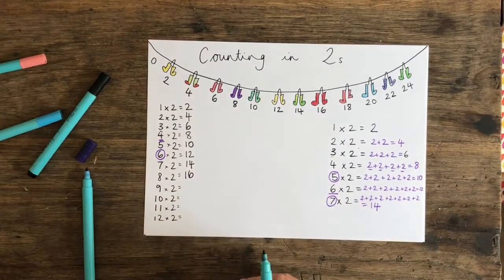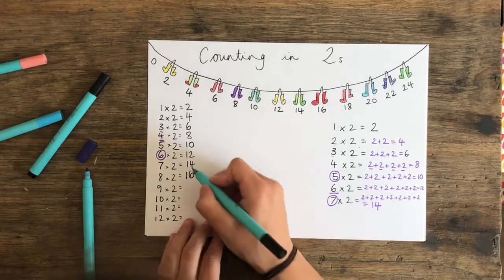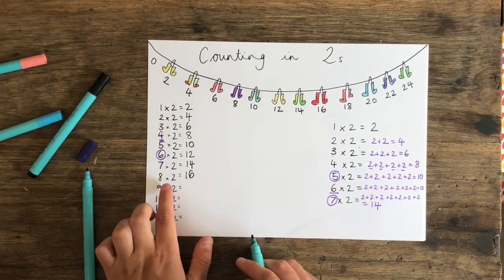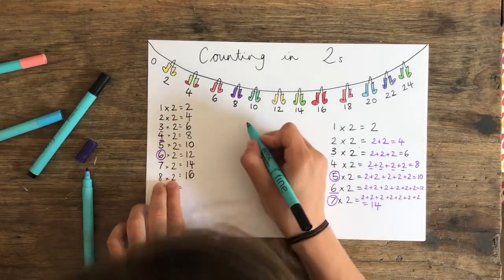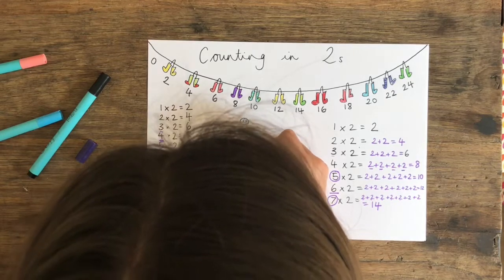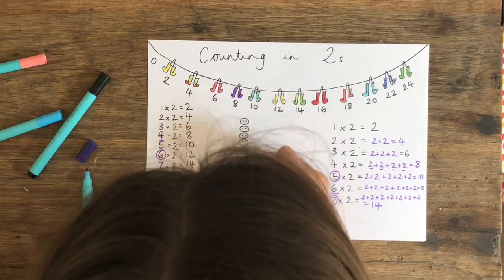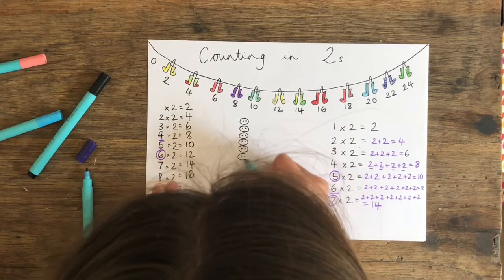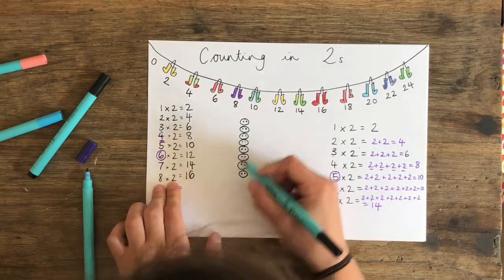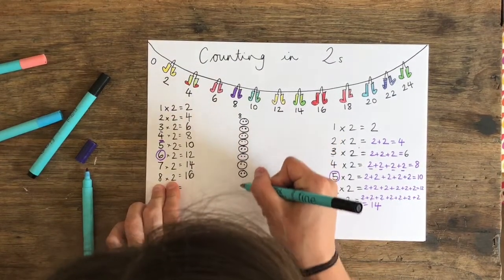Now then, rather than do the repeated addition for this one, this time I'm going to draw dots to help me because sometimes this can help. I start off by drawing 8 lots of 2. So I've got 2 dots here, another 2 dots there. So I've got 4 now. They look like pig's noses. 5, 6, 7, 8. So I've got 8 groups. 1, 2, 3, 4, 5, 6, 7, 8.